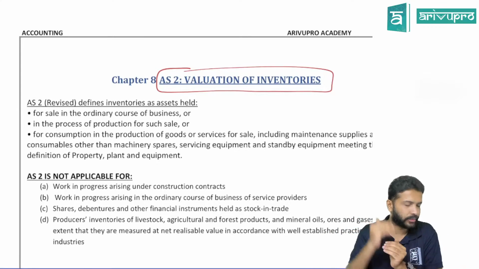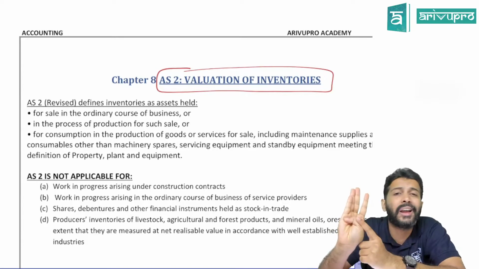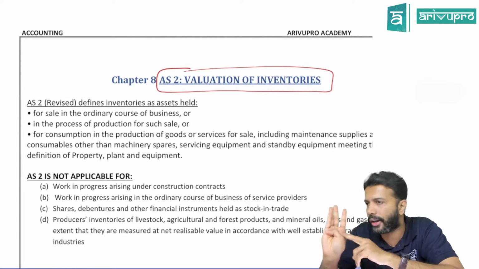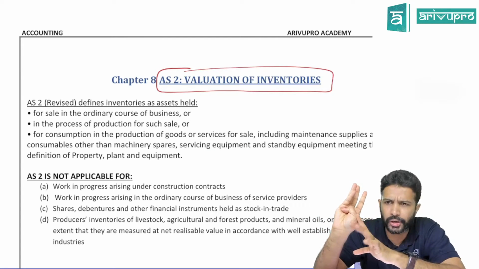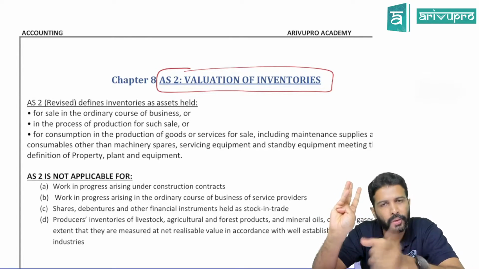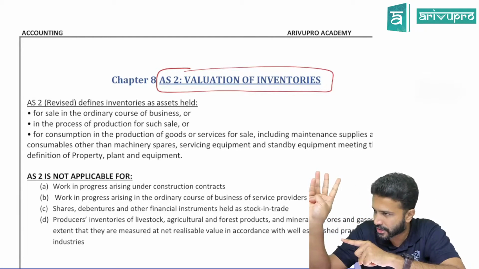So the definition of inventory is built like that. Inventory means those goods which are held for sale in the ordinary course of business. Because you hold finished goods for what? To sell it. Is it okay? So inventory are those goods which are held for sale in the ordinary course of business.